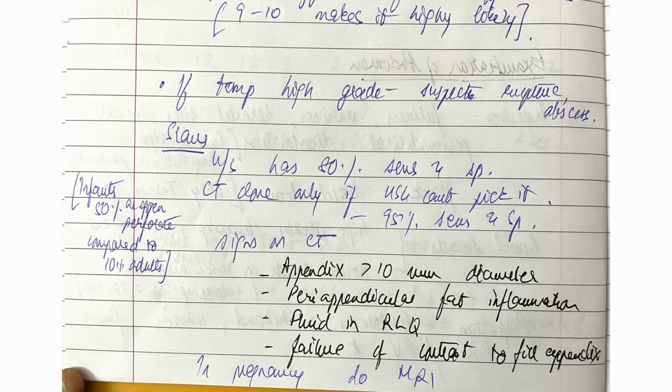We do an MRI. The signs on a CT scan are an appendix more than 10 millimeter in diameter, periappendicular fat stranding, fluid in the right iliac fossa, and failure of the contrast to fill the appendix. 50% of infants with acute appendicitis perforate, compared to 10% of adults.